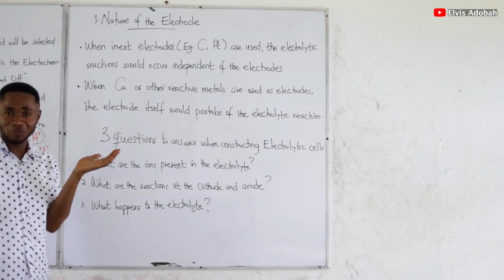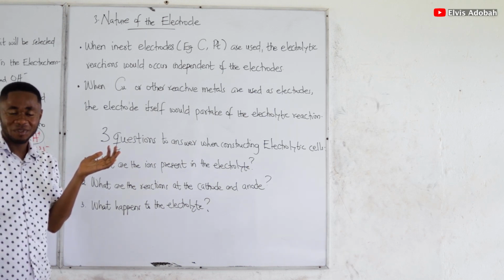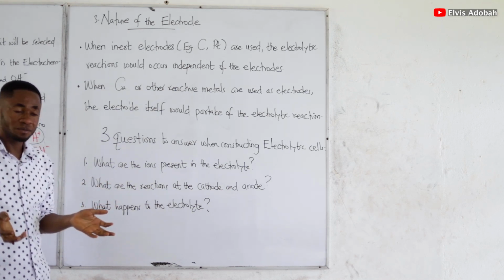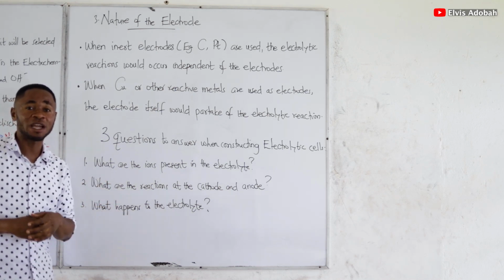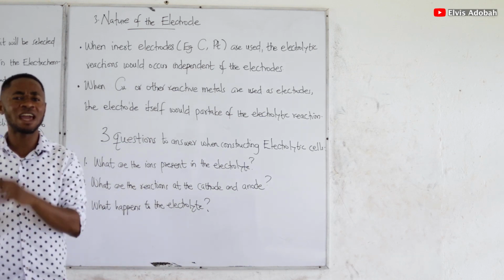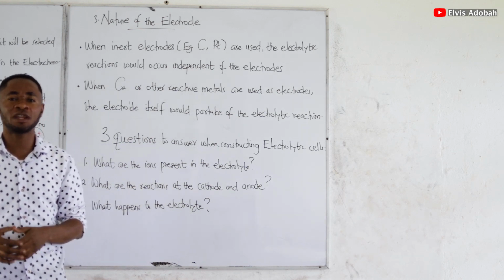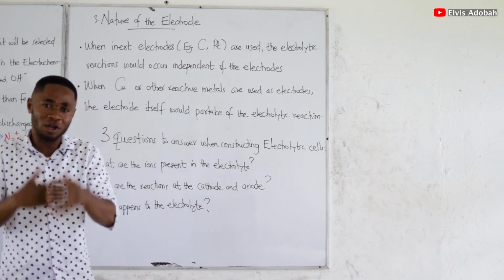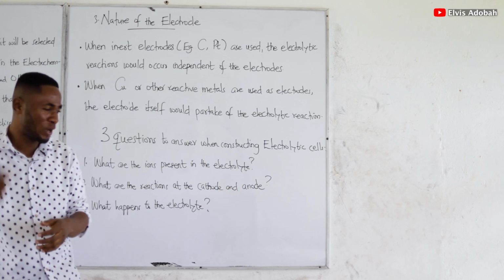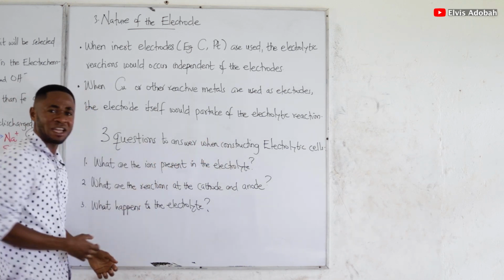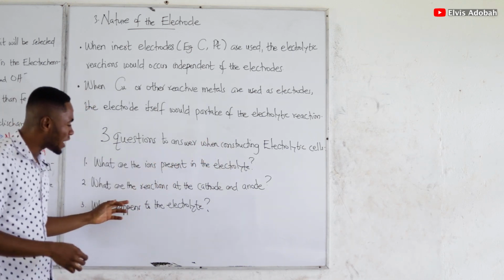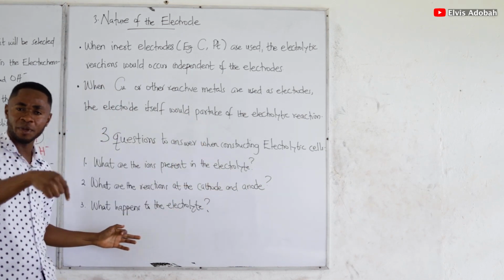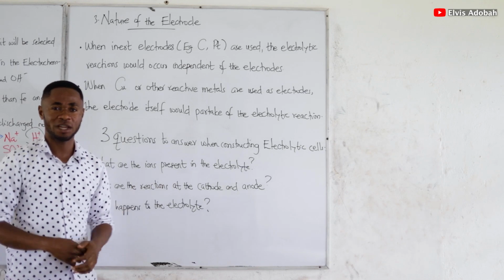Does it vanish? Does it change? Does it remain the same? That is another question we have to ask ourselves. And in our next video, we'll be considering the various electrolytic cells. As we consider them, ask yourself these questions. What are the ions present in the electrolyte? What is the reaction occurring at the cathode? What about the anode? What happens to the electrolyte?